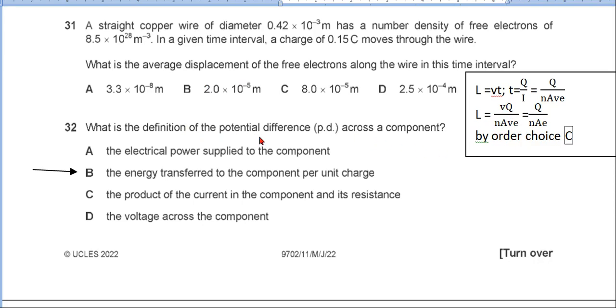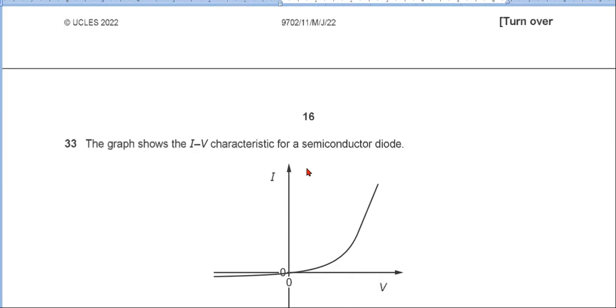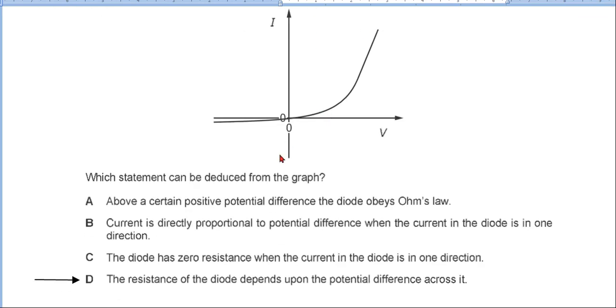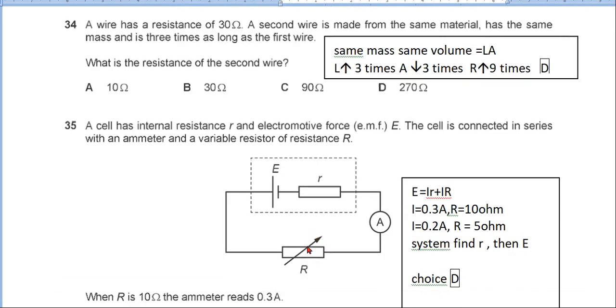What is the definition of potential difference across a component? V is okay, the voltage across the component, but B gives more information: energy transferred to the component per unit charge. The graph shows the I-V characteristic of a semiconductor diode. Which statement can be deduced from the graph? Of course, the resistance of the diode depends upon the potential difference across it.